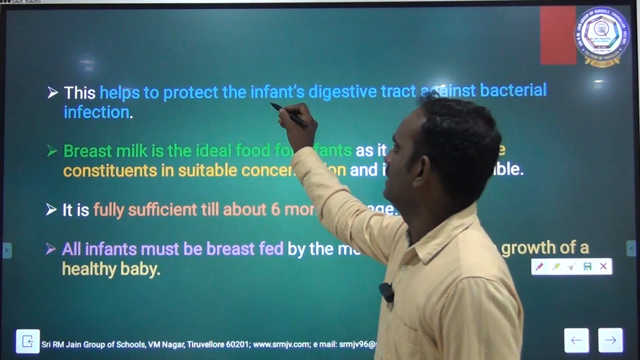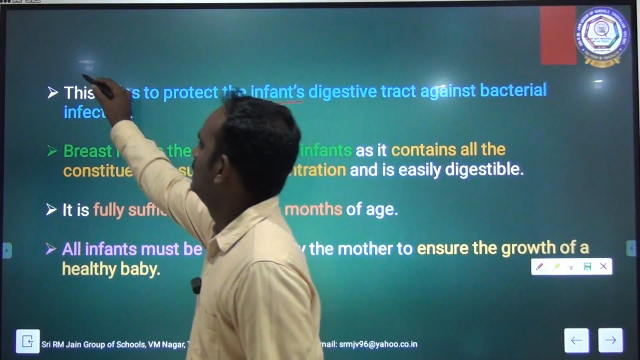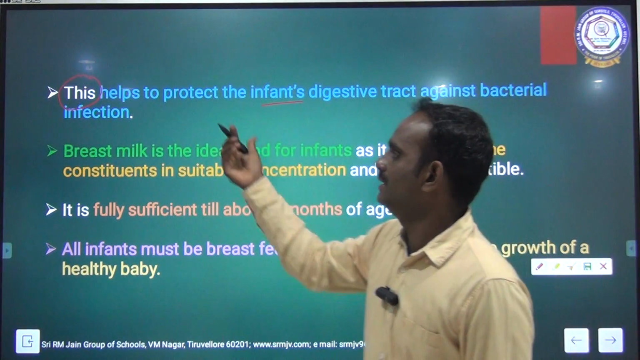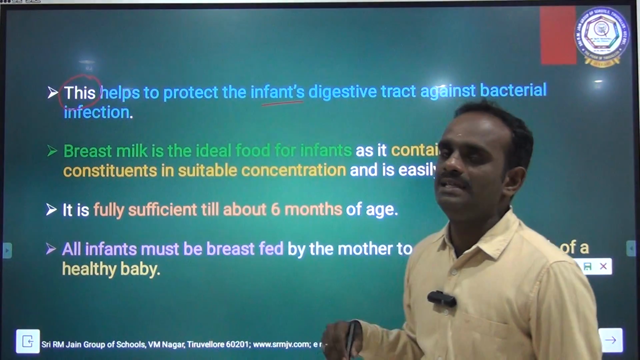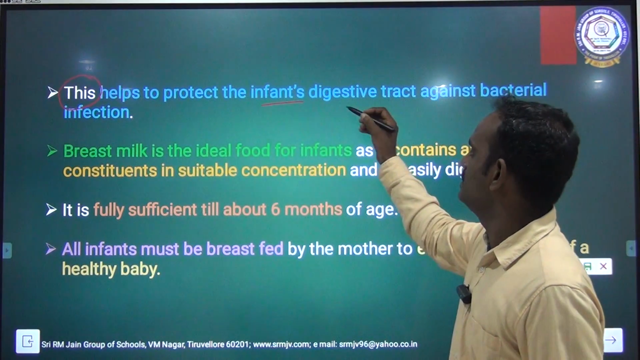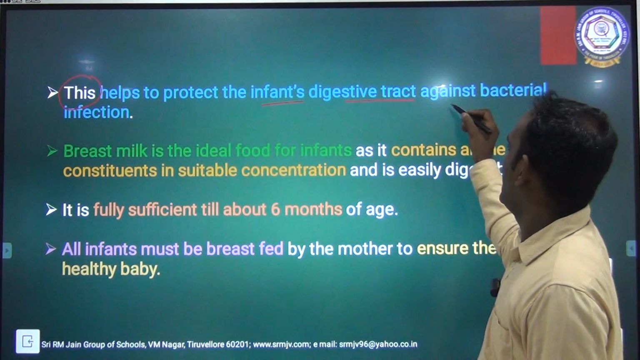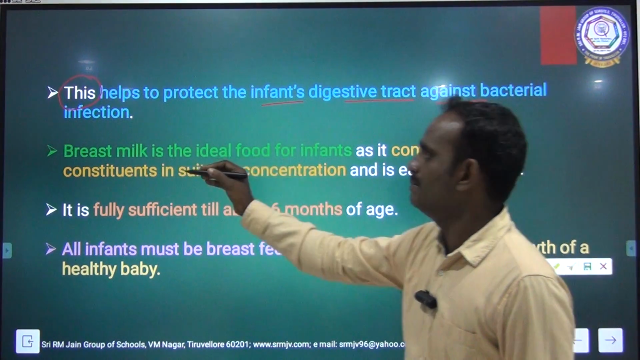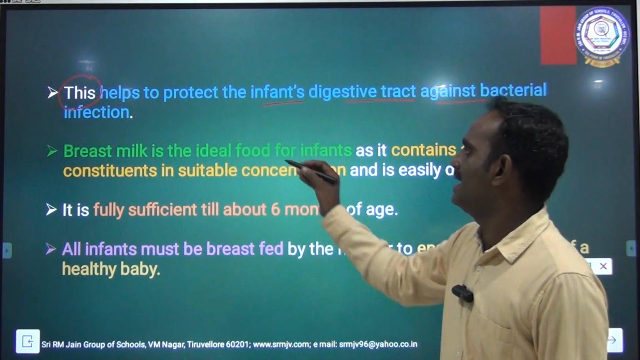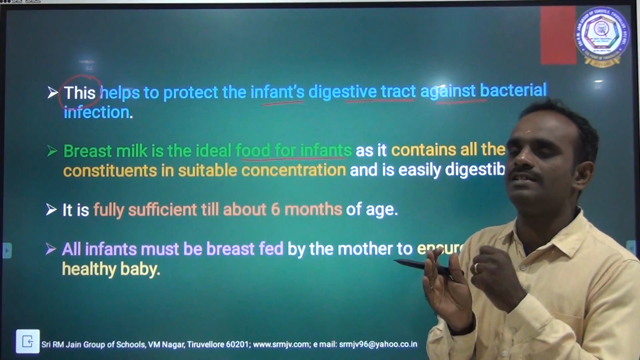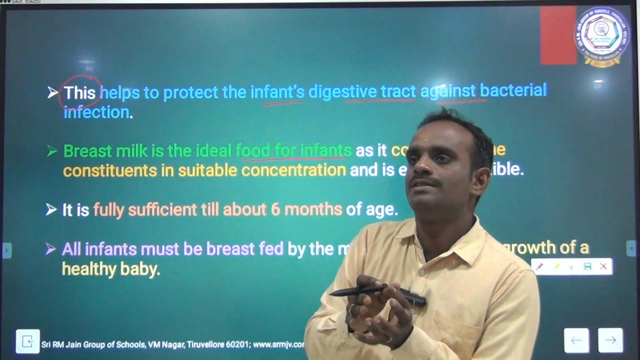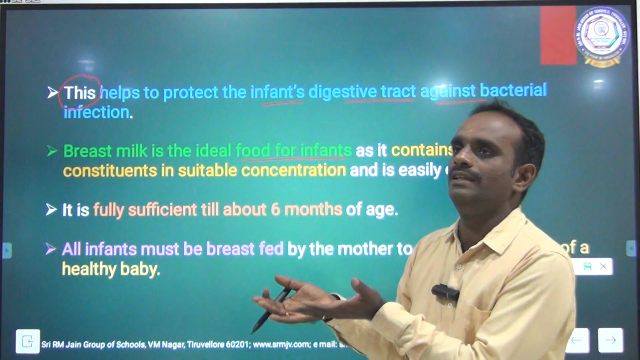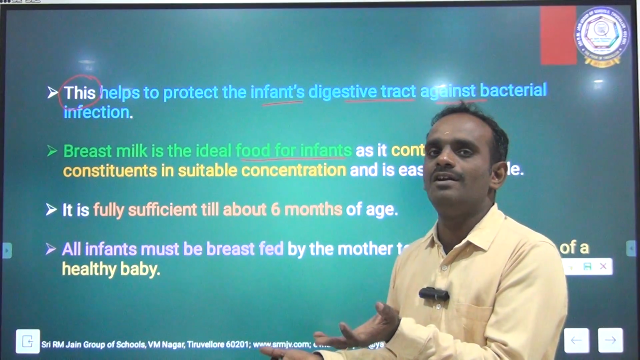It helps to protect the infants. Particularly the colostrum contains IgA antibody, so this helps to protect the infant's digestive tract against bacterial infection. Breast milk is the ideal food for infants. Infant is the term for a child after birth, from the first month till the 6th month. Later on we call it a baby.